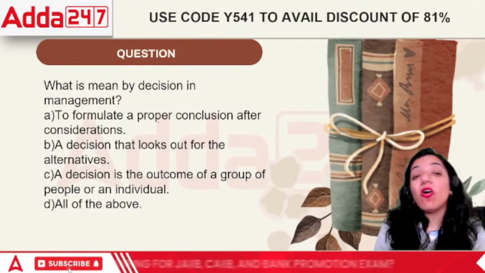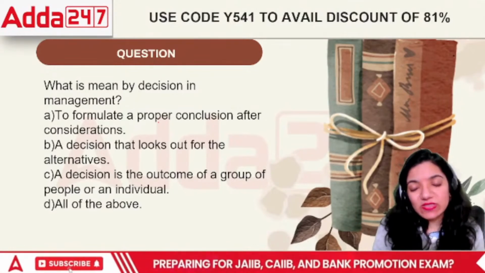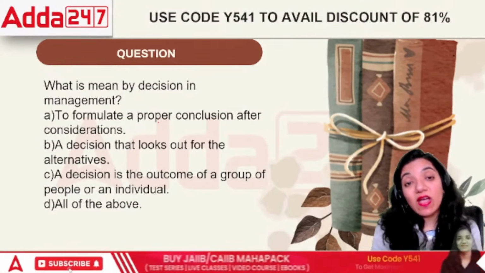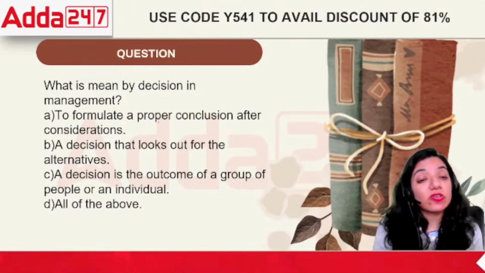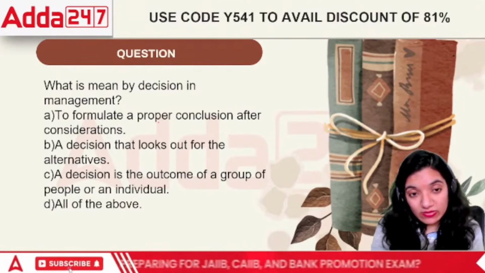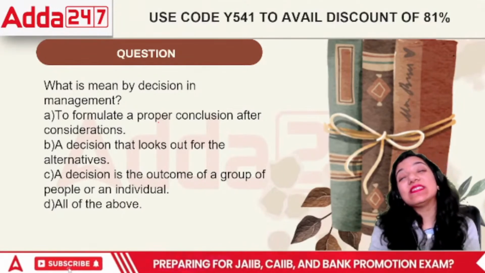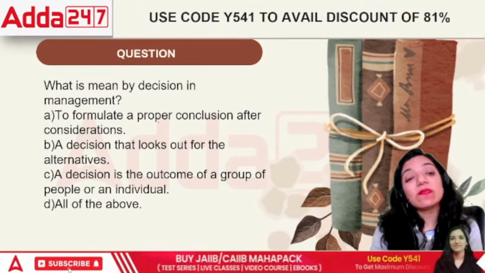What is the meaning of decision by management? What do they do in terms of decision making? Are they formulating proper conclusion? Decision is basically looking out for different alternatives. It is not looking out for different outcomes. We are considering the various outcomes and choosing the best.